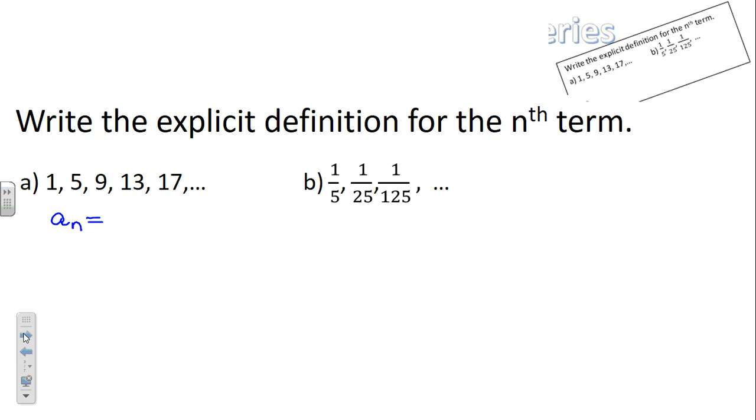See how this is tough? Easy when you have the formula, but not so easy when you have to generate it. Okay, so let's think about what's happening here. If I plug in 1, I want to get 1. If I plug in 2, I want to get 5, right? If I plug in 3, I want to get 9. What does that look like? A line.